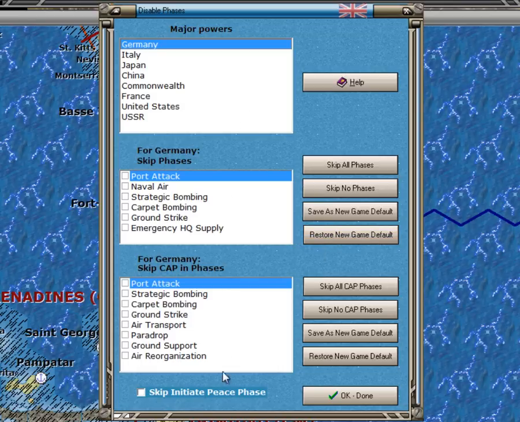So once you've set these for how you like to play the game, you can just go to this menu item and say restore the new game defaults, and you'll get what you have saved previously. The main advantage in checking these boxes is that when you get to these phases later in the game, you're not required to click on the end of phase button up here again and again and again. If you change your mind later and decide that you do want to have these CAP phases be part of the game as you're playing, just go back to this page and uncheck the box.